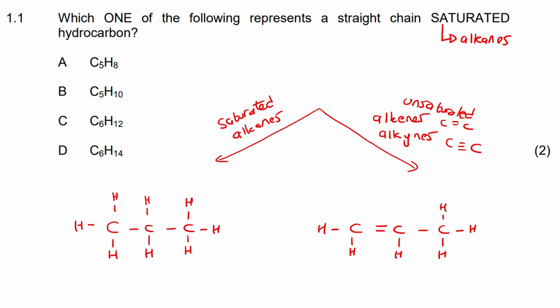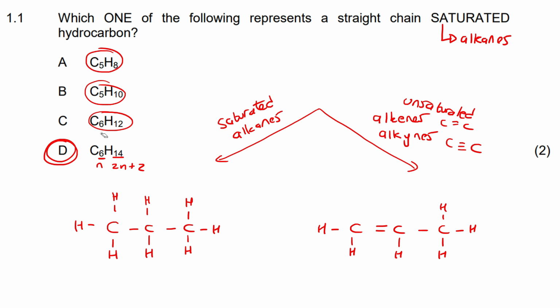Okay, so if you had to go draw these out, you would see that none of these are saturated. However, this one over here, you can see it's got the perfect CnH2n+2. If you wanted to draw it out though, that's fine. You would realize that this is the one that is saturated. So this is the answer, D.